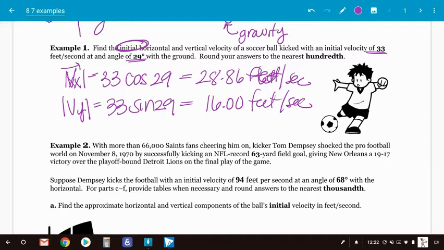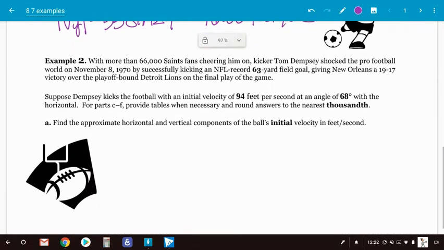So here's where we get to the stuff where we start thinking about gravity. But if it just asks for the initial, it's kind of like the stuff we're doing. So I've got a whole bunch of stuff here about this Saints kicker, Tom Dempsey. But here's what's important. He kicks the football with the initial velocity of 94 feet per second at an angle of 68 degrees.